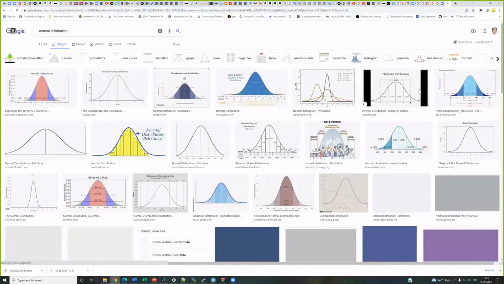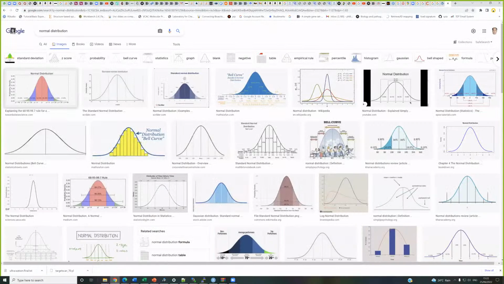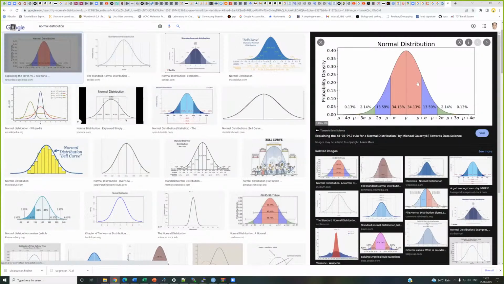Yeah, I hope you know this thing, right? Normal distribution. So most of the time data is like this. I mean, suppose you're flipping a coin, sorry, let me say how can you tell?